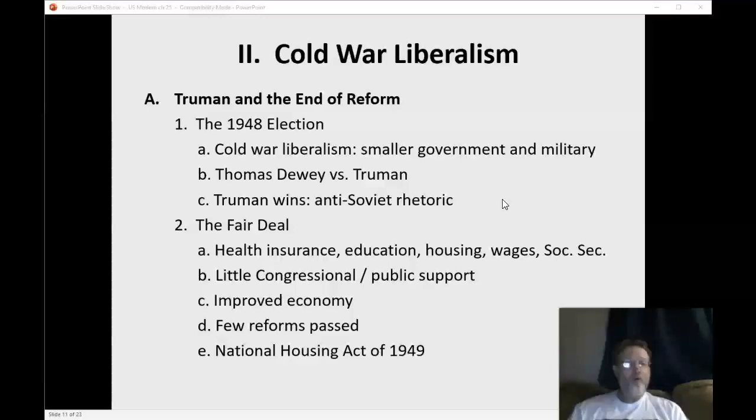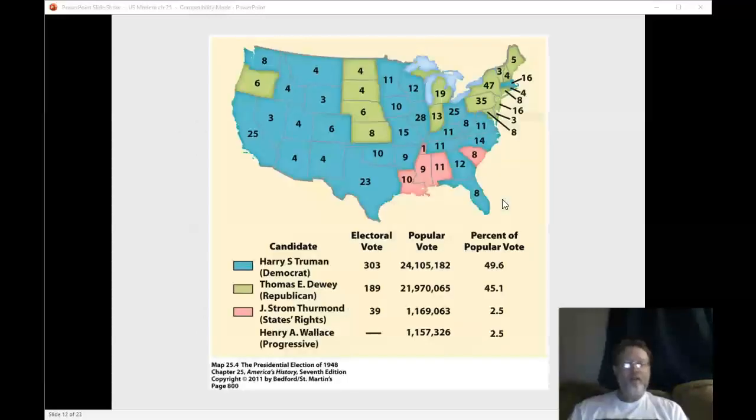He wanted so much more. We also get an expansion of the GI Bill. Truman wins with 50% of the vote, a very close election, against Thomas Dewey, the Republican. Wins by, what, 2 million votes? 4%? It was a close election.